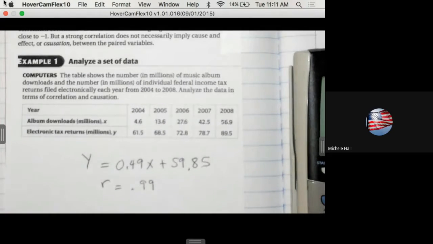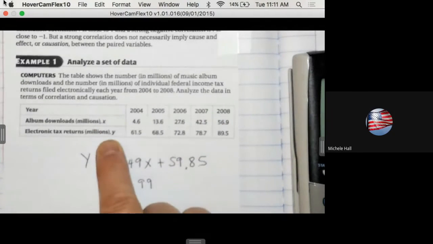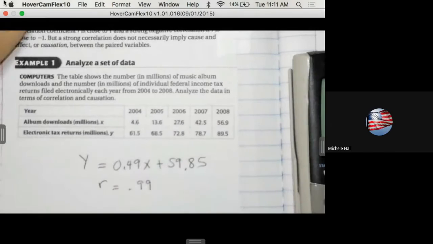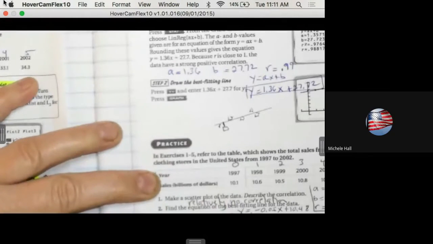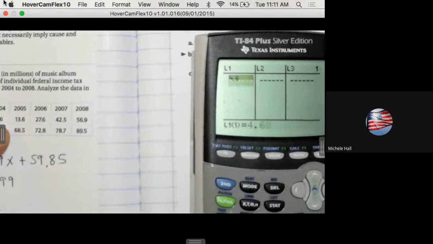Perfect. It says X is your album downloads, are these numbers. Y is the electronic track turns. So you're not even using the dates this time. You have to be observant about what X and Y are. On the previous ones, they didn't say anything about X and Y. All they did was give dates and gave numbers. So we had to use the dates because we didn't have any other numbers to work with. Okay, start entering your data. X is 4.6, enter, and so on.